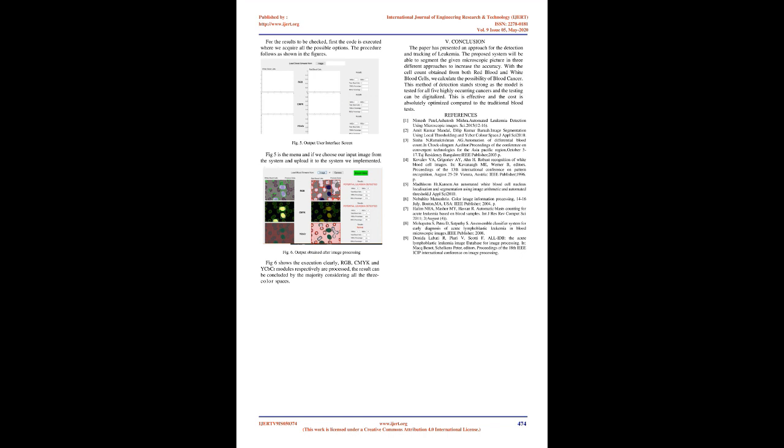V. Conclusion. The paper has presented an approach for the detection and tracking of leukemia. The proposed system will be able to segment the given microscopic picture in three different approaches to increase the accuracy. With the cell count obtained from both red blood and white blood cells, we calculate the possibility of blood cancer. This method of detection stands strong as the model is tested for all five highly occurring cancers and the testing can be digitalized. This is effective and the cost is absolutely optimized compared to the traditional blood tests.